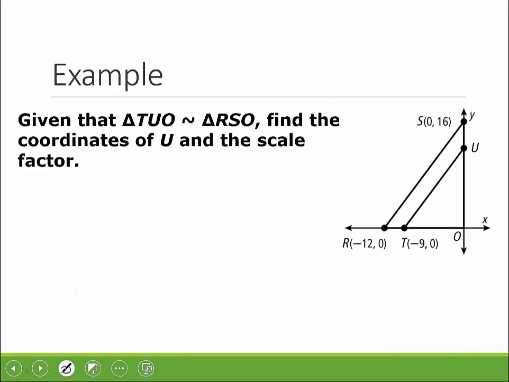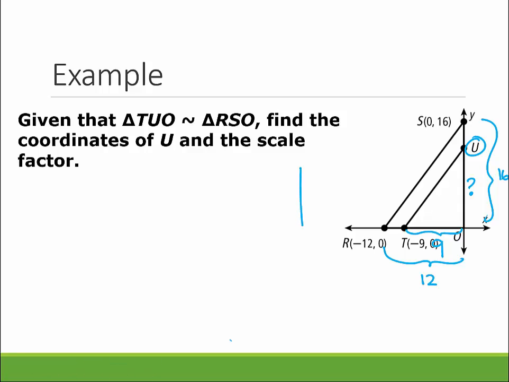So here's another example where I tell you these two triangles are similar, and we need to find the coordinates of U over here, and then the scale factor. So just because this is in the coordinate plane doesn't mean that we can't approach this like all of our other problems. We can use the coordinate plane to find distance. And because both of these are on the x and y axis, it makes it really easy to find the distance. -9, 0 means that this distance right here is 9. And if this is at -12, 0, it means that this bigger distance here is 12. And the same thing up here. This distance is 16, and then we don't know this distance.